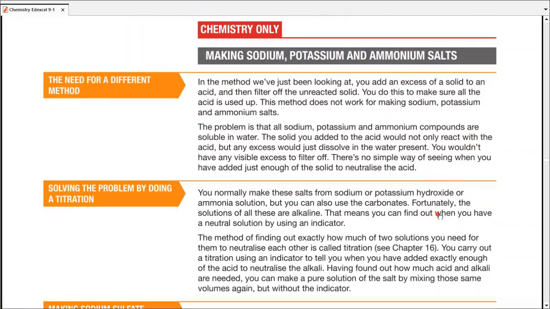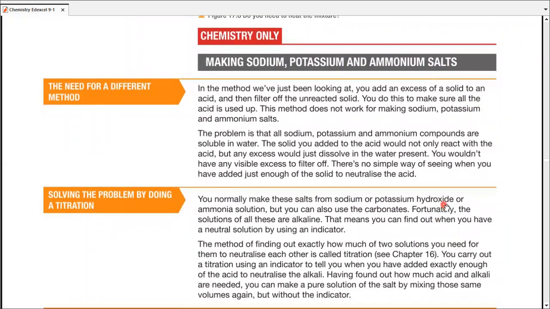Let's continue with making sodium, potassium, and ammonium salts. And we really need a different method for it. So the first question we have over here: why do we need a different method altogether?